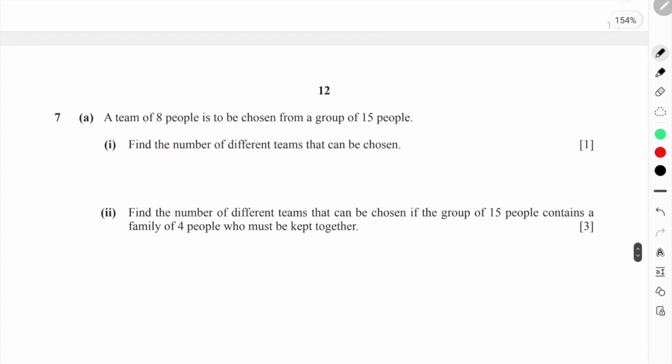And now we move on to permutation combinations. So a team of 8 people is to be chosen from a group of 15 people. Find the number of different teams that can be chosen. So this is just simple. It's 15C8. And so that's 15 factorial divided by 8 factorial into 15 minus 8 factorial.